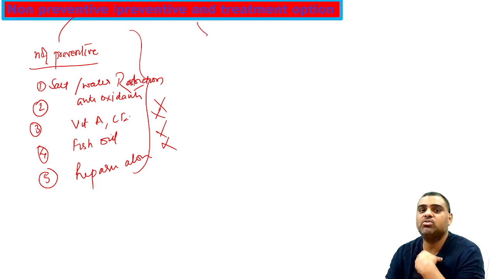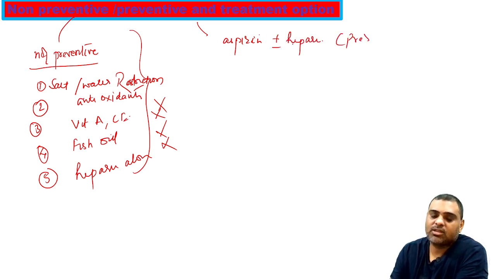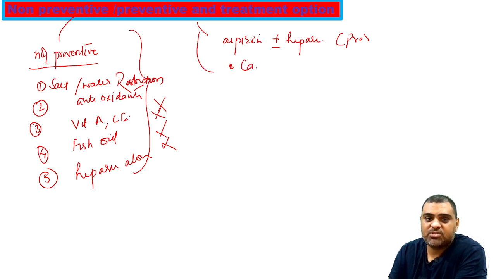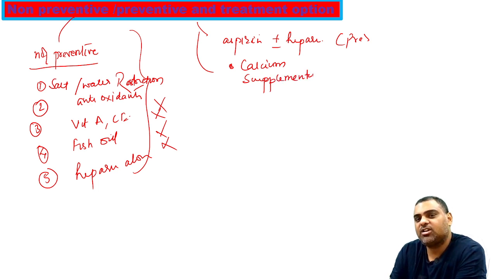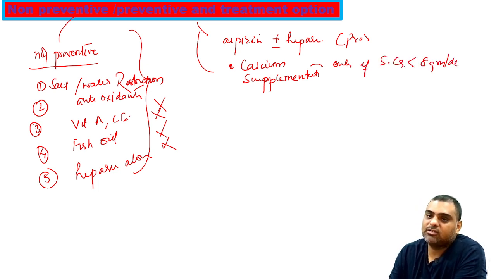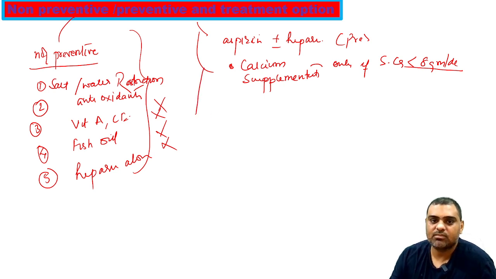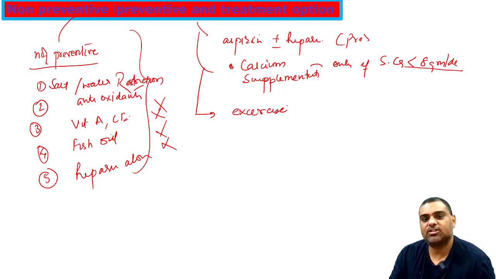So what are the things that can be used? Please remember, aspirin. Aspirin plus or minus heparin. This is preventive. Calcium supplementation is preventive. But there is a catch in it. Calcium supplement is only if serum calcium is low. Calcium supplementation is only preventive if the calcium is low. If the calcium is normal, between 9 to 11 mg, then there is no use. Third is exercise, mild to moderate.